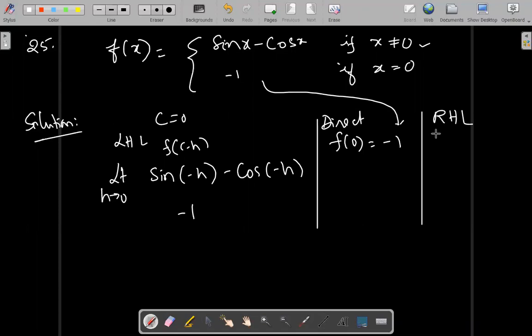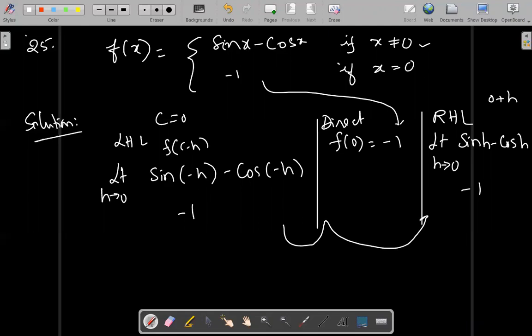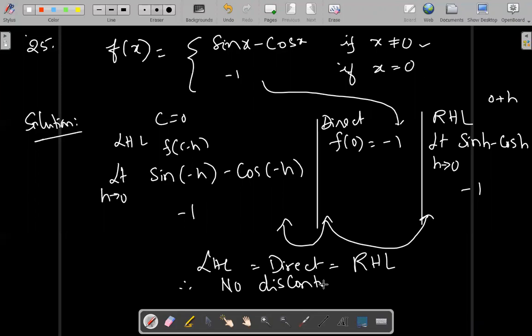And RHL is limit h tends to 0. So it is greater than c, so c is 0 plus h. So still this will be valid. Therefore sin h minus cos h. So this will be minus 1. So this and this all are equal. LHL equal to direct equal to RHL. Therefore, no discontinuity. No discontinuity at all. Right?